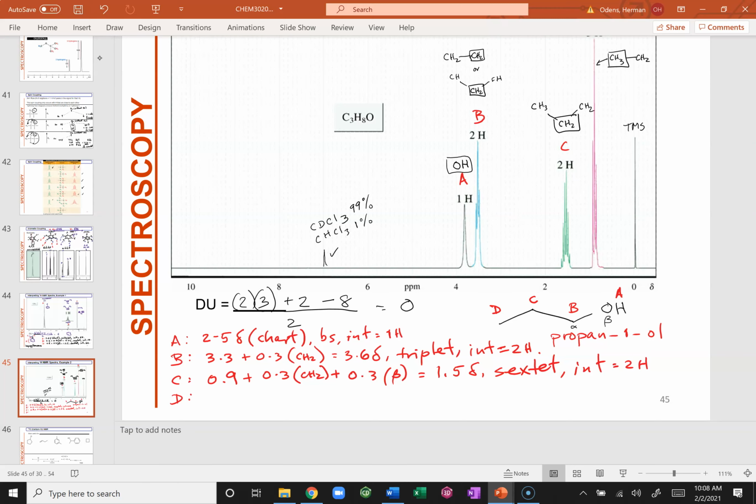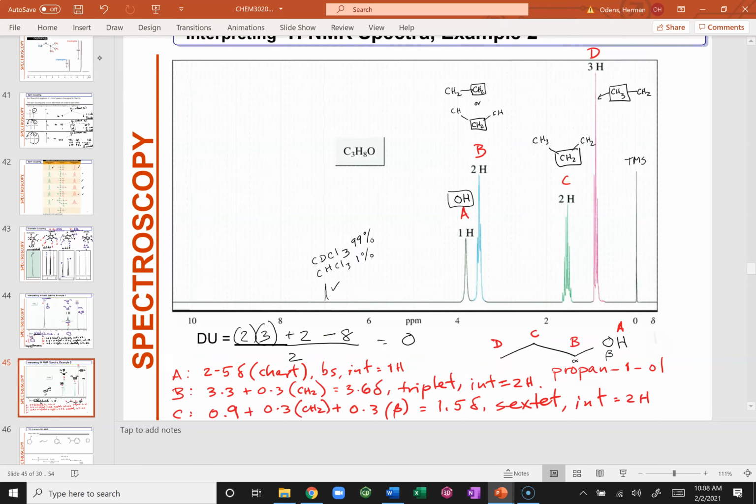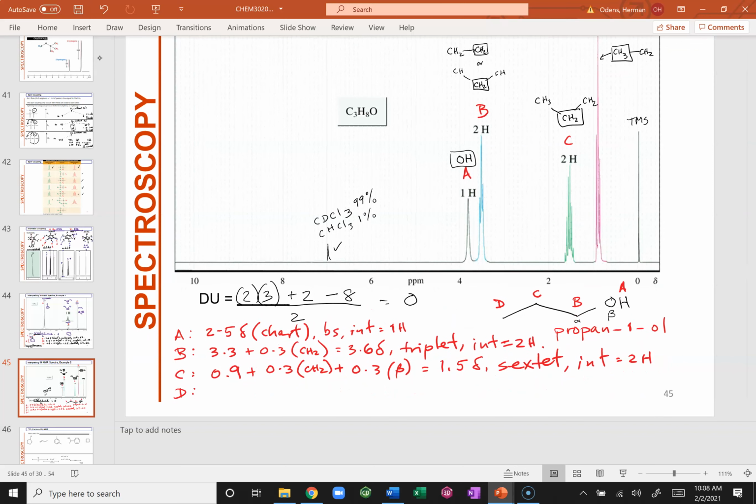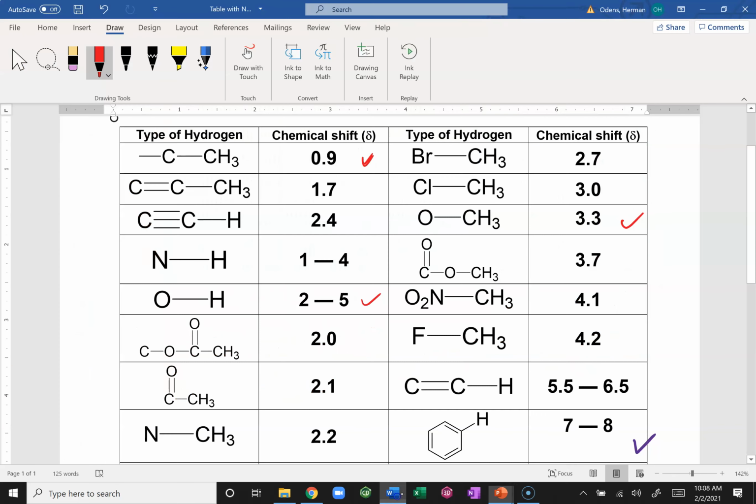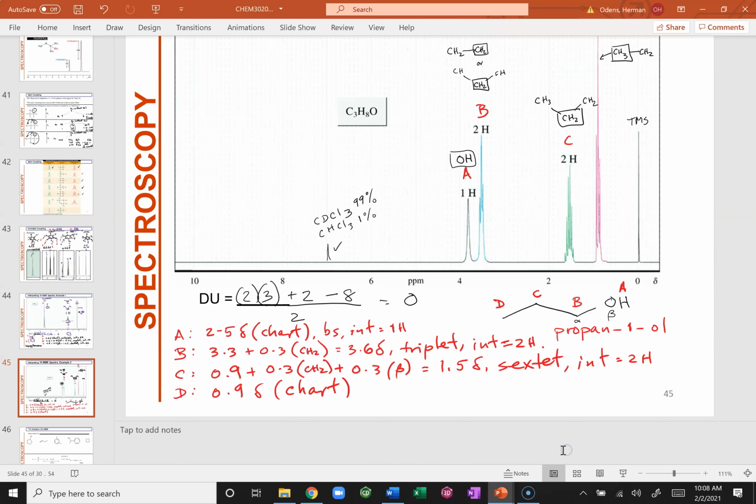Finally, we have a methyl group, and that is a 0.9. It's a CH3 to a carbon. 0.9 ppm. I'm looking at this again. And I have a triplet, and that integrates to 3 hydrogens. All right. Any questions up to this point for protons? Yes, sir.